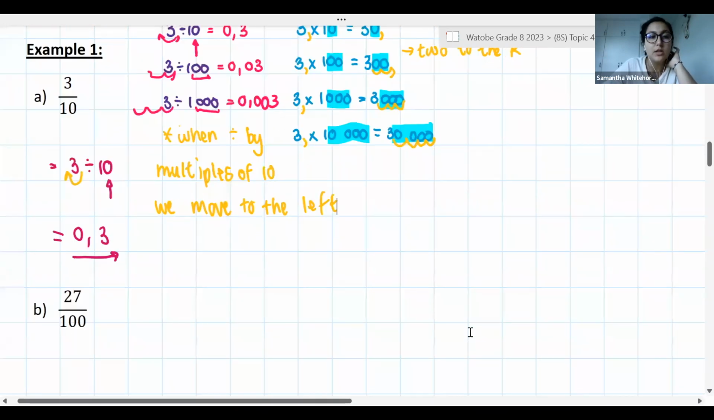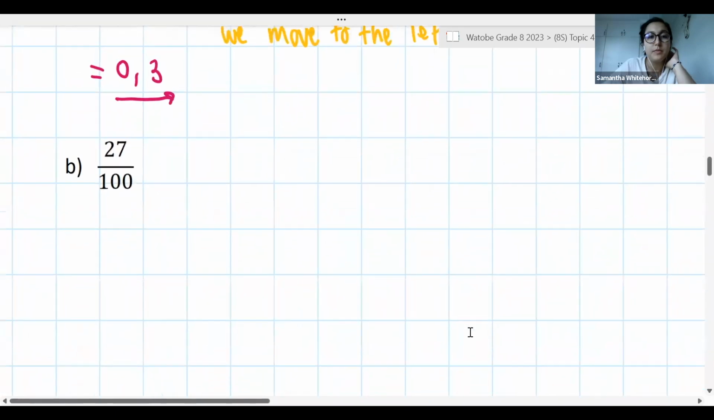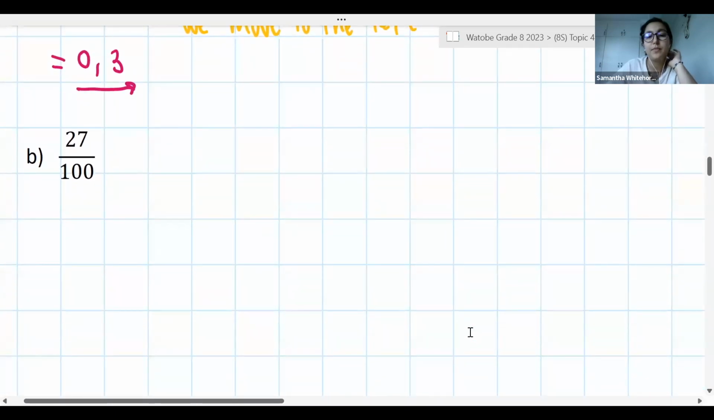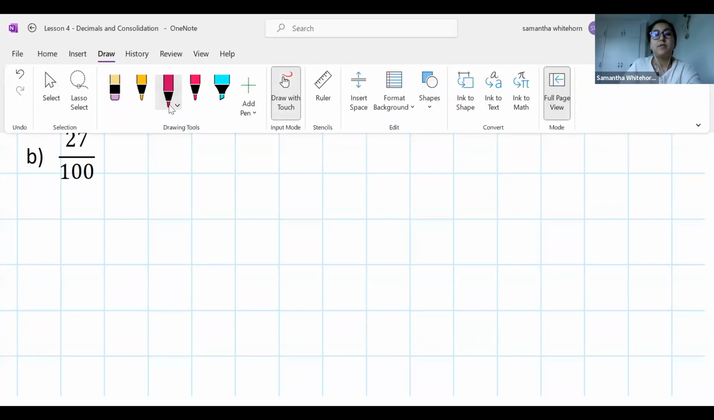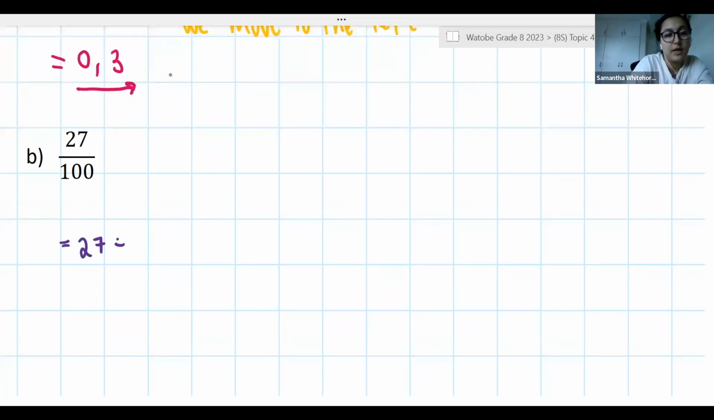Alrighty, so let's have a look at question B to start off with. So question B, I'm now dividing by 100, which means I'm dividing by a multiple of 10 with 2 zeros. So 27 divided by 100. Now, guys, you don't have to write it with the division sign. You can if it helps you.